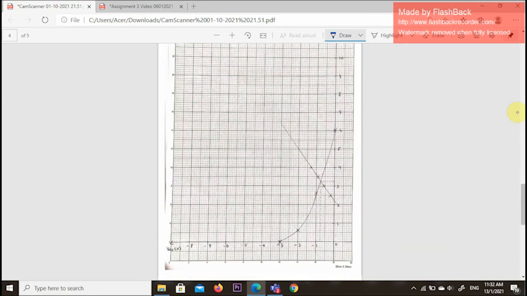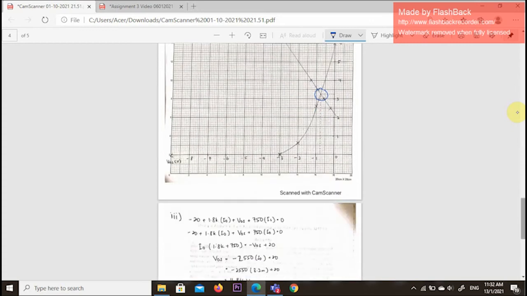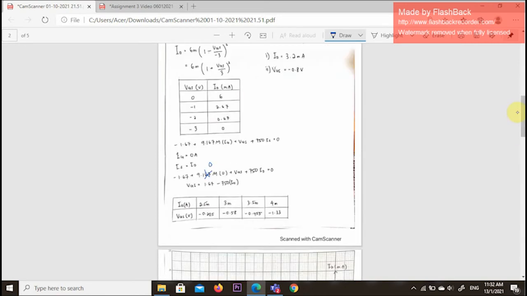This straight line is the new graph. There will be an intersection between the two graphs. Here is the intersection, so we drag to the side and to the bottom so we can get the values for ID and VGS. The value that I get is: ID is 3.2 milliampere and VGS is negative 0.8.